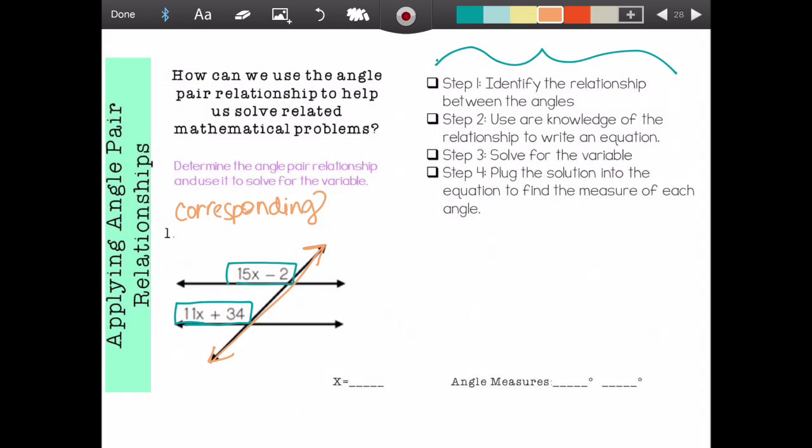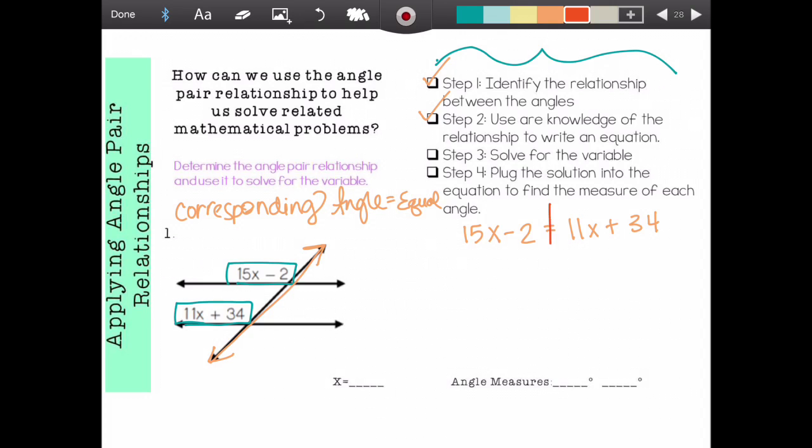And what we know about corresponding angles is that they are equal. So all we need to do is set these two expressions equal to one another. So 15x minus 2 is equal to 11x plus 34. Okay, so check step 1 and step 2. I identified the relationship, I wrote an equation. Step 3 says to solve for the variable. So now I actually have to apply what I remember from Unit 2 and solve for the variable.